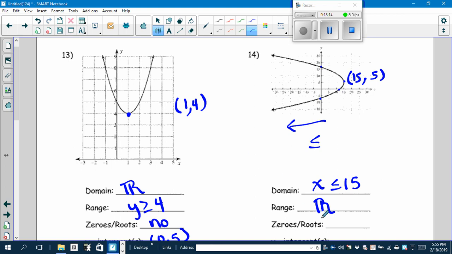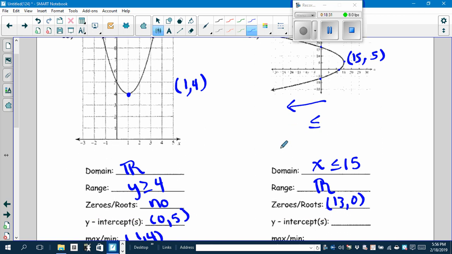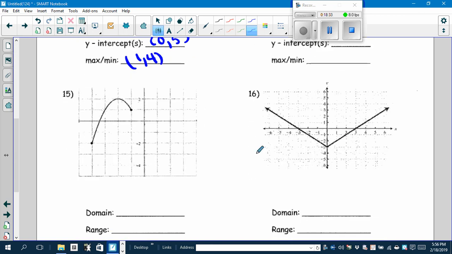Just so you guys can see, this is your root or zero. I'm going to say that's the point (13, 0). And then you have your y-intercepts here and here. These are not exact values, so I'm not going to worry about them too much. But I want you to understand that your y-intercepts are where you cross the y-axis, and your x-intercepts are where you cross the x-axis.